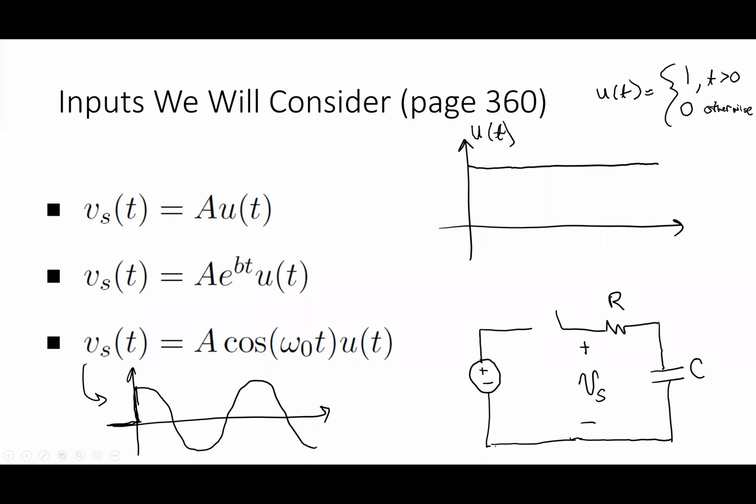I'm going to define it like this: t greater than or equal to 0. The unit step is this function that I have shown right here. Unit step, u of t, is what we call it. It jumps from 0 to 1 at time t equal to 0. Mathematically, I would define u of t as equal to 1 for t greater than or equal to 0, or 0 otherwise.